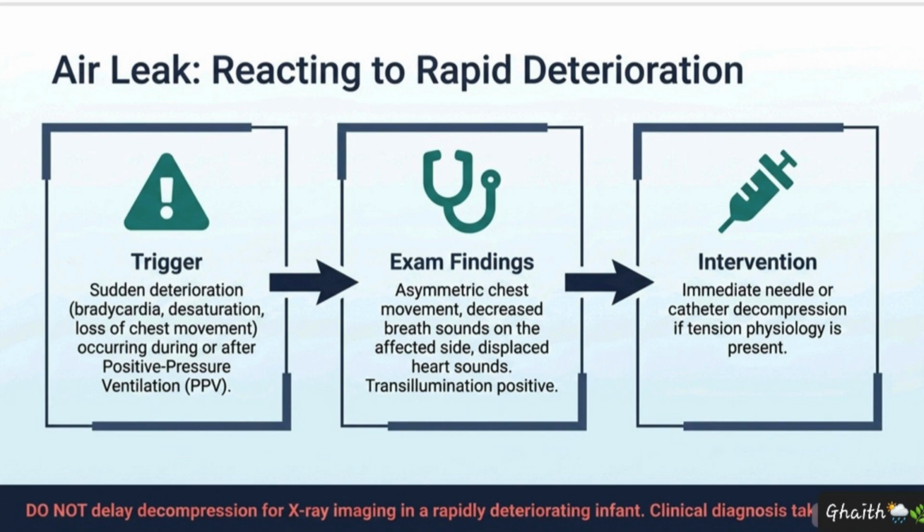On exam, look for asymmetric chest movement, decreased breath sounds on the affected side, and displaced heart sounds. Transillumination will be positive on the affected side. The intervention is immediate needle or catheter decompression if you see tension physiology.